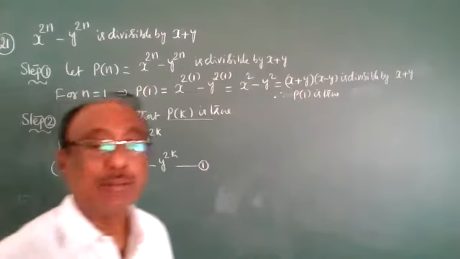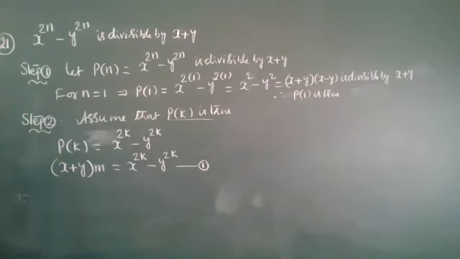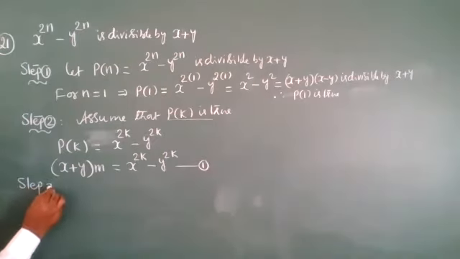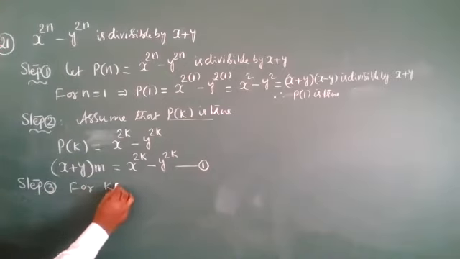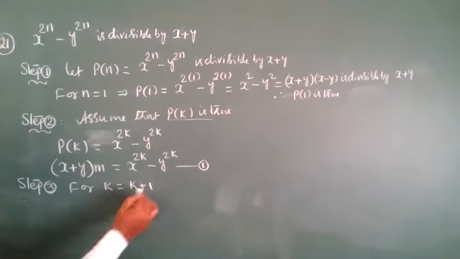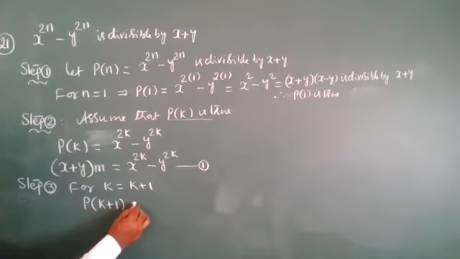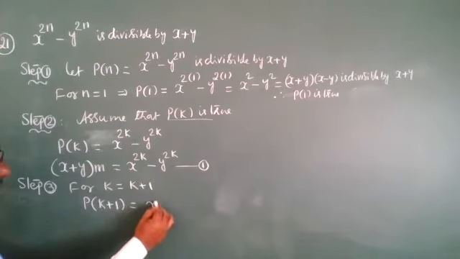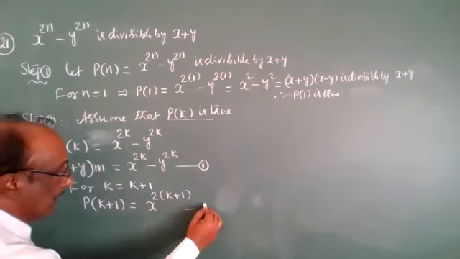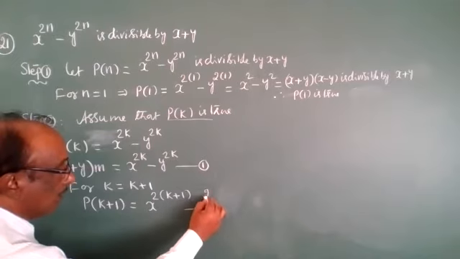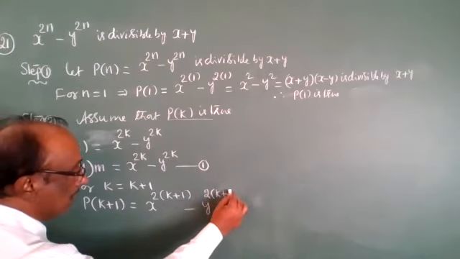Very good, Amresh. Go through step 3, everyone. For k equal to k plus 1, P of k plus 1 is equal to x power of 2 times (k plus 1) minus y power of 2 times (k plus 1). Okay?